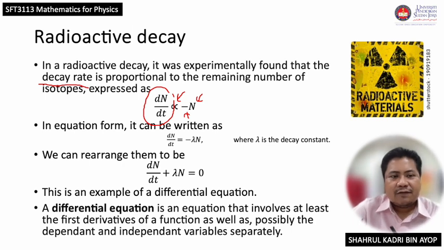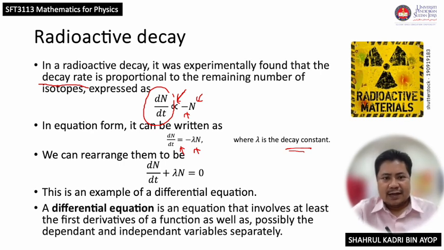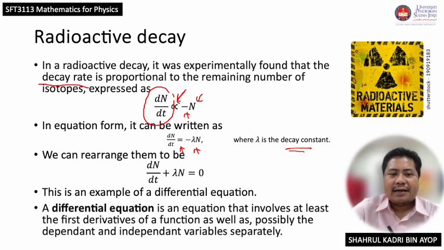Okay, so in equation form, this proportionality we can convert into the equal form, where we put a proportionality constant lambda, which is called the decay rate. So we can rearrange them to be dN over dt plus lambda N equal to 0. That means we put everything on the left side, so there is nothing on the right side. This is an example of a differential equation.